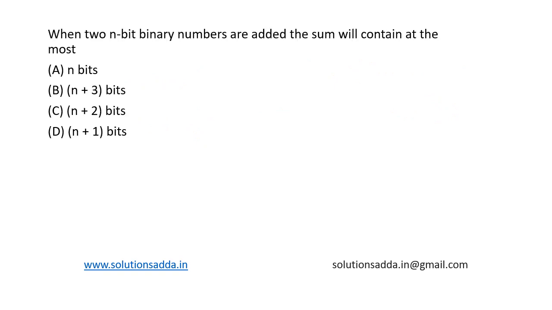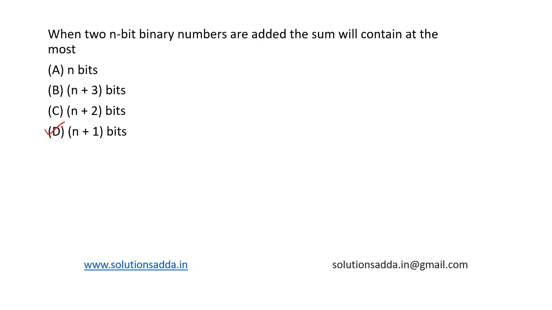This is a question from digital logic design. When two n-bit binary numbers are added, the sum will contain at most n bits, n plus 3 bits, n plus 2 bits, n plus 1 bits. So the correct answer is option D, n plus 1 bit.